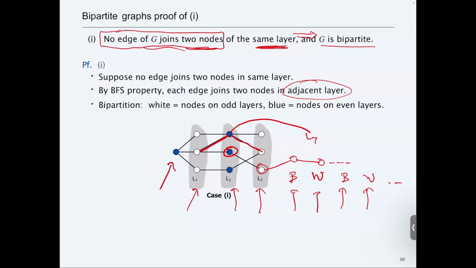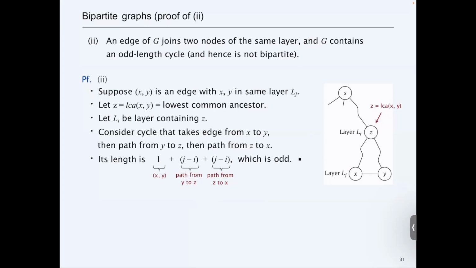So the proof of one here is generally not too complicated. I find that most people understand this one without too much difficulty. The more difficult one is going to be the second part. Why is this true? If an edge of G joins two nodes of the same layer, then the graph has to contain an odd length cycle. So let's prove that. We'll prove the second part.